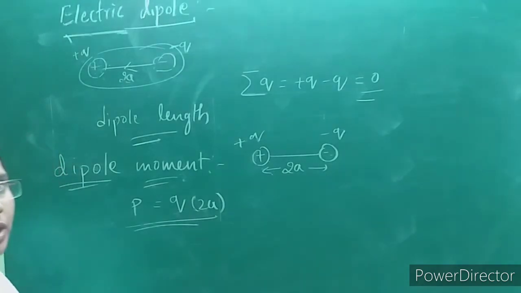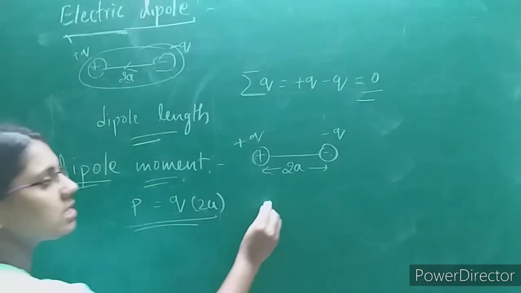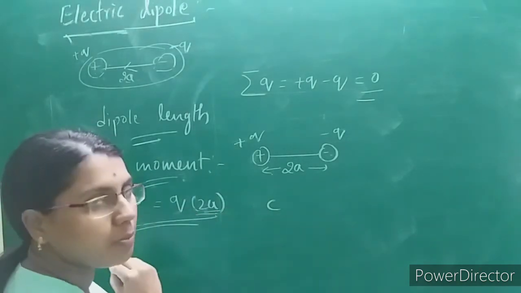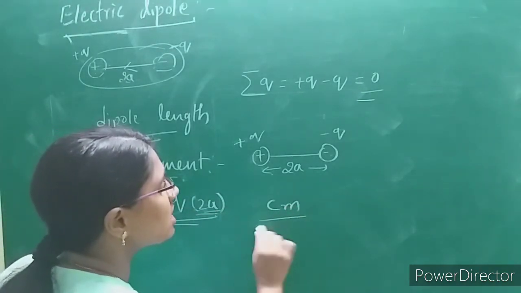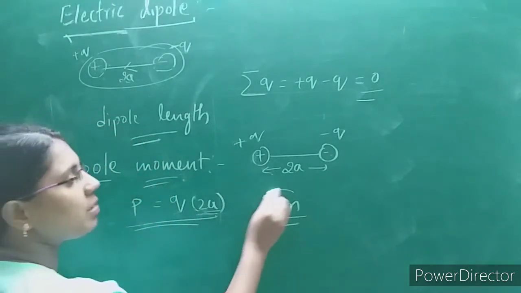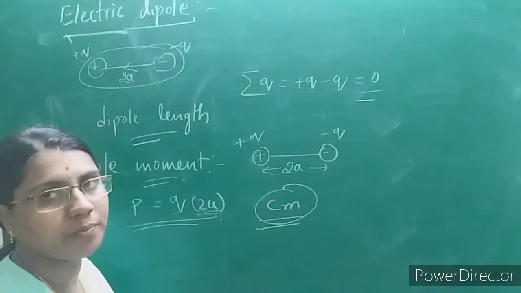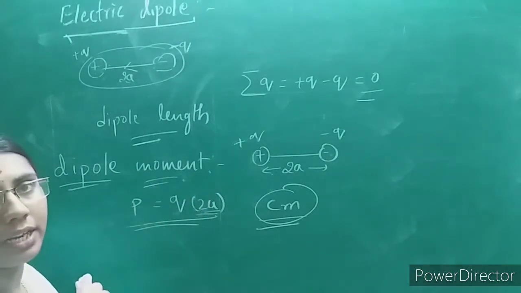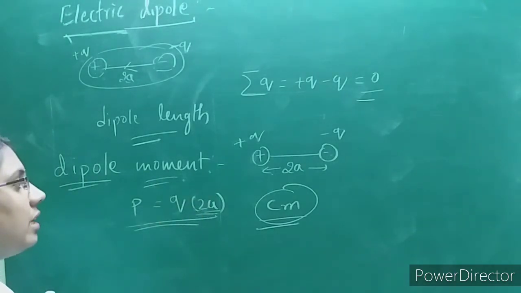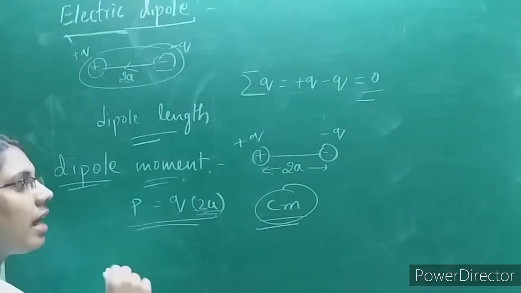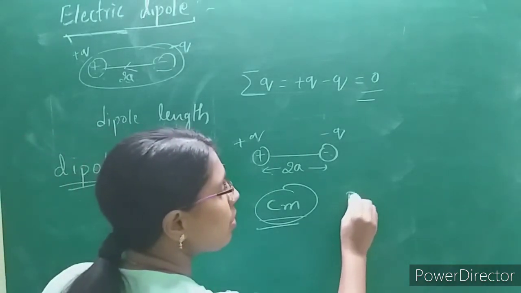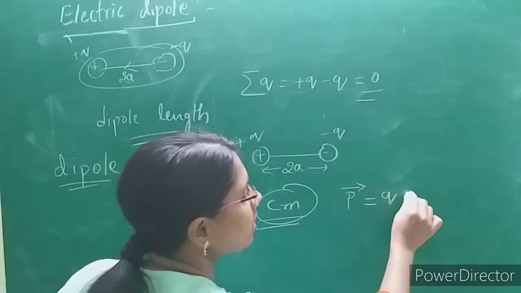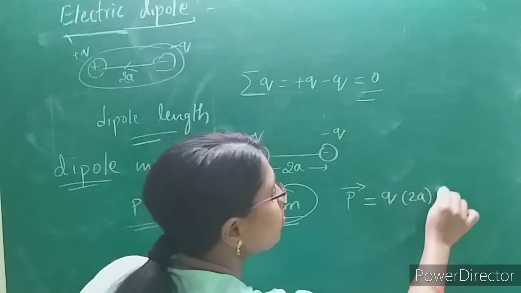And the SI unit of dipole moment is coulomb meter, because the charge unit is coulomb and the dipole length unit is meter. And this dipole moment is a vector quantity. So, we can write the expression for dipole moment in vector form as vector P equals q into 2a into P cap.